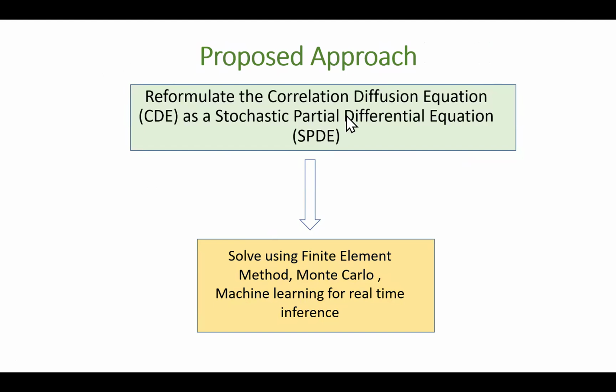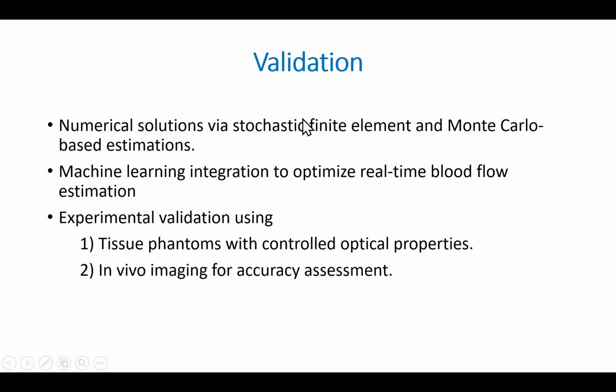Now, we try to formulate the correlation diffusion equation as a stochastic partial differential equation, so that it can take account of the stochasticity of the blood flow. Noise can also be included, and we can also solve it through numerical methods and machine learning. So we can verify our method by numerical solutions such as FEM and Monte Carlo based methods, and machine learning algorithms can also be used. Also, experimental validations can be done using these.